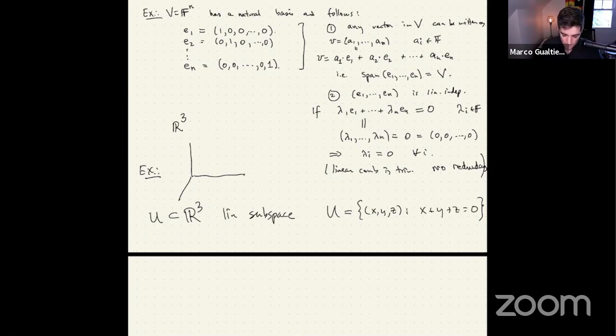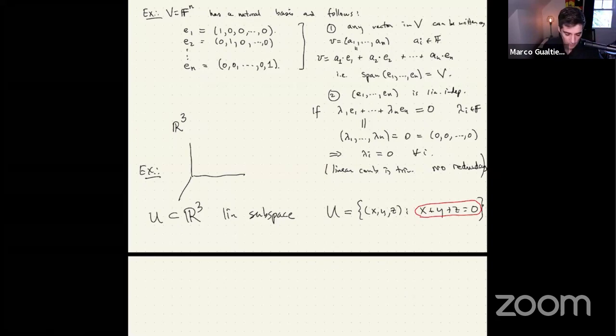So if I have a vector x, y, z, which satisfies this equation, and if I multiply it by a scalar, lambda x, lambda y, lambda z, it will still satisfy the same equation. And if I take one solution of this equation, let's say x, y, z, and if I find another solution, a, b, c, and if I add those two vectors together, x, y, z plus a, b, c, then the sum will also satisfy this equation. So the solutions to this equation form a linear subspace of R3.